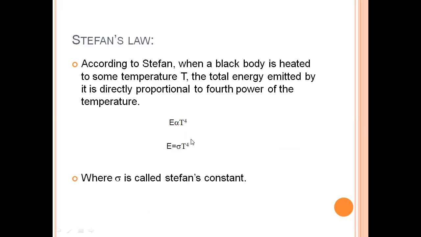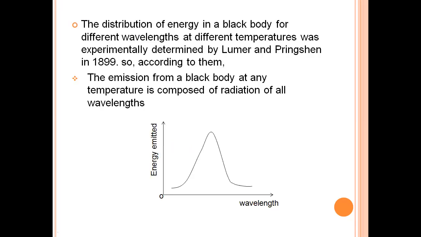But this Stefan's law can only give you the energy released at a particular temperature T. It cannot explain any distribution of energy over different wavelength ranges. For that, two more scientists came forward and explained the distribution curves of a black body. They are Lummer and Pringsheim.